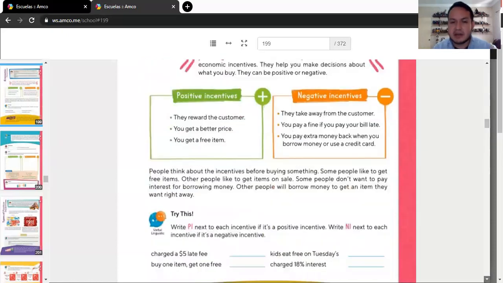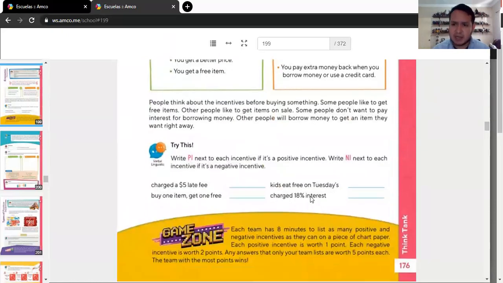Now, in this exercise, you're going to write if it's positive incentive or negative incentive, PI or NI. They charge you a $5 late fee. You're going to have to pay $5 extra. Positive or negative? Buy one item, get one free. Positive or negative? Kids eat free on Tuesdays. Positive or negative? They're going to charge you 18% of interest. Positive or negative? Okay, it's not complicated.